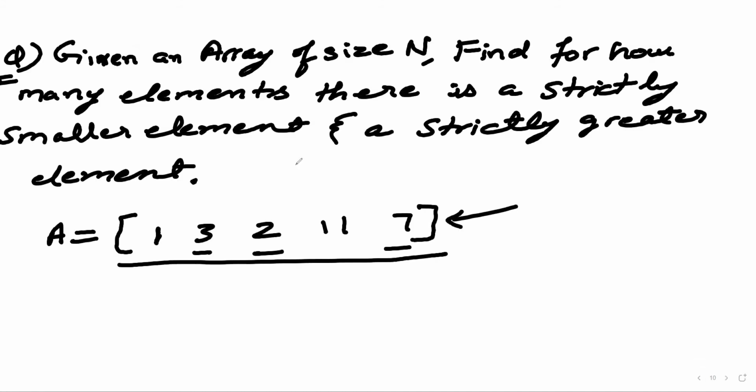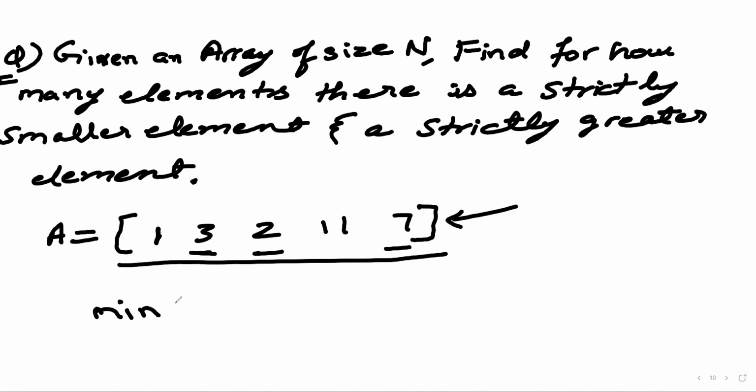Let's try to discuss the approach. What can we do in this case? If you have to find the number of elements. So this was the example, right? And we need to find all the elements which have a strictly smaller and a strictly greater element. Can I say that if we find the minimum element and the maximum element in this array, so let's first try to find the strictly smaller element for all the elements.